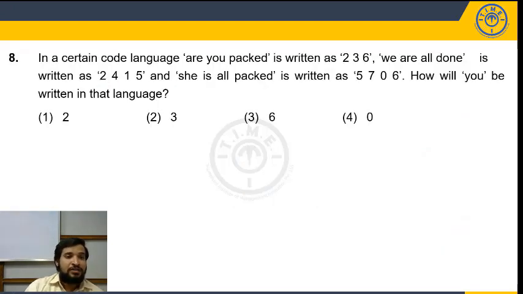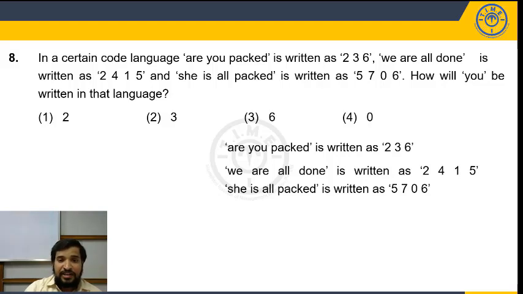Now, the 8th one. In a certain code language, "Are you packed?" is written as 236. "We are all done" is written as 2415. And "she is all packed" is written as 5706. How will "you" be written in that language? The given sentence "Are you packed?" is written as 236. I wrote the same thing here. Now I am labeling the numbers here. Let us assume this is 1, this is 2, and this is 3.